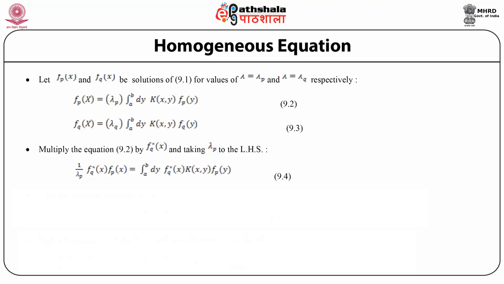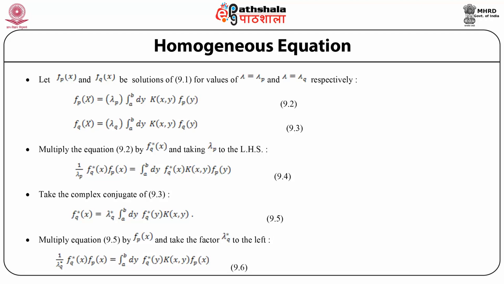Now we multiply the equation for f_p by f_q star of x, and we take lambda p to the left hand side, so the left hand side becomes f_q star f_p, both functions of x, equal to 1 upon lambda p times the integral from a to b dy f_q star of x, k of x, y, f_p of y. Now we take the complex conjugate of the second equation for f_q of x. So we have f_q star of x equal to lambda q star times the integral from a to b dy f_q star of y k of x, y, because we have assumed the kernel to be real also. This complex conjugate is itself. Now we multiply this equation by f_p of x and take the factor lambda q star to the left. So we get 1 upon lambda q star times f_q star of x f_p of x equal to an integral from a to b dy f_q star of y into k, which is a function of x and y, multiplied by f_p of x.